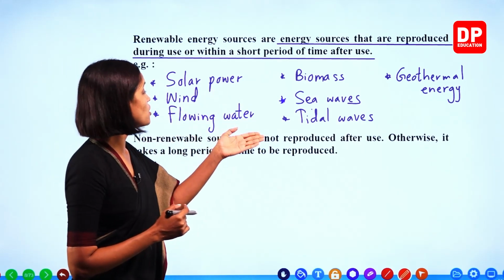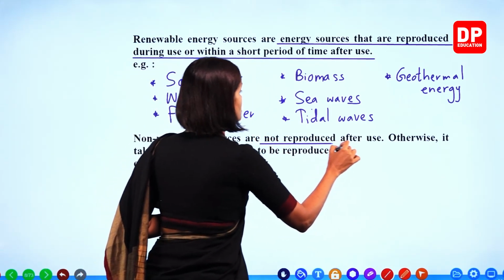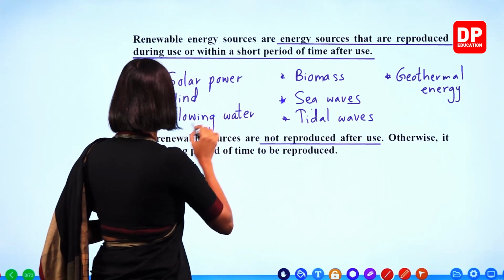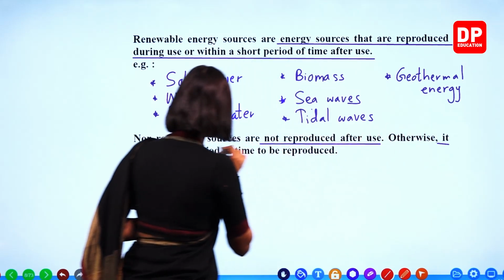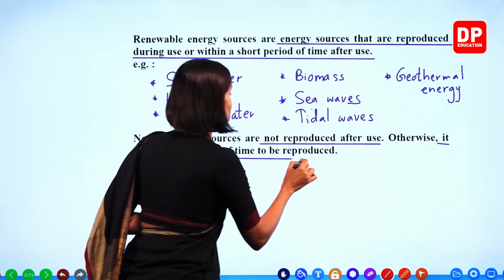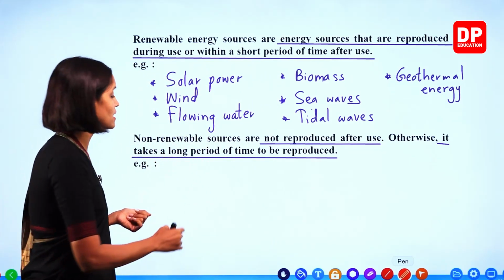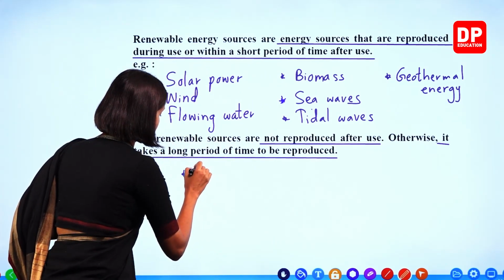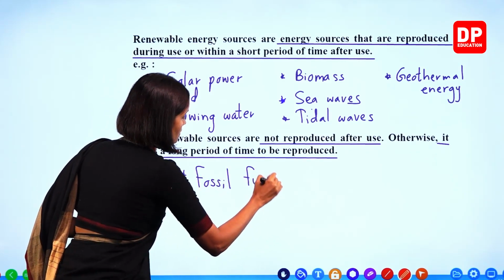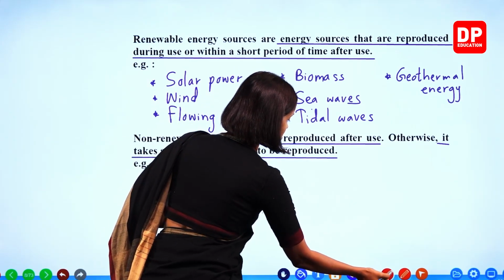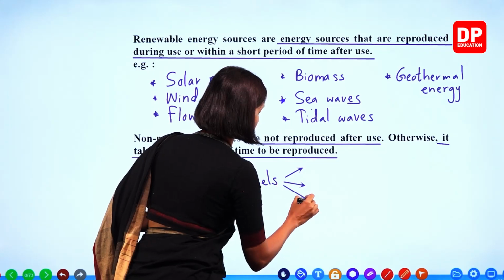Non-renewable sources are not reproduced after use. Right? Not reproduced after use. Otherwise, it takes a long period of time to be reproduced. So basically, as examples, we can learn about fossil fuels. There are three main types of fossil fuels. What are they, children? Even last year we learned them.